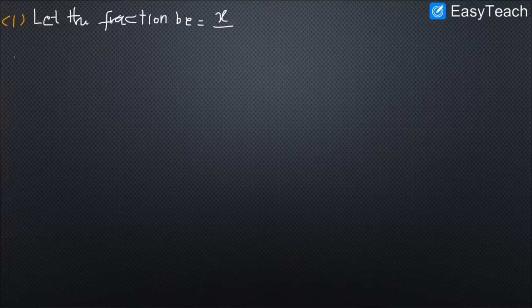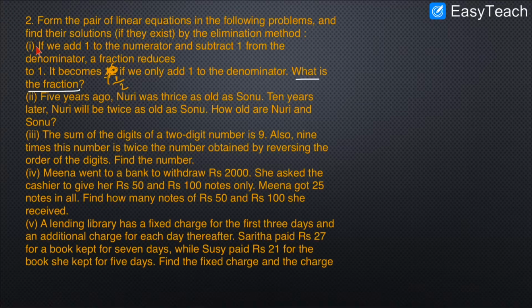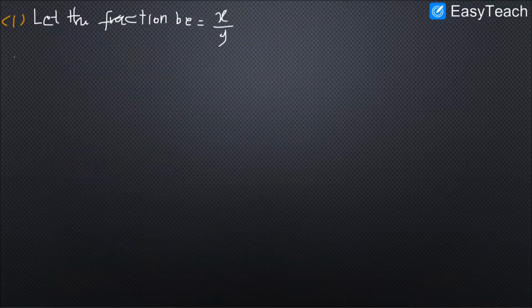To start the solution, what is asked actually? What is the fraction? So the format of a fraction is x by y. So let the fraction be x by y. Here the first condition is, if we add 1 to the numerator and subtract 1 from the denominator, the fraction reduces to 1. So let me write the linear equation for the first scenario. This is the first equation.